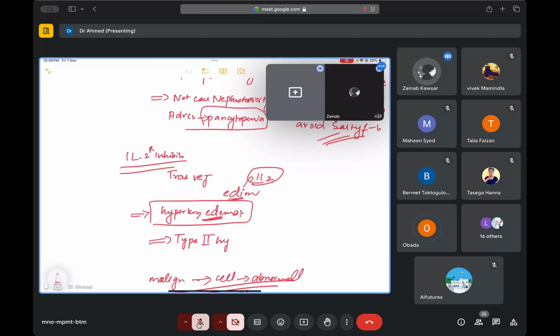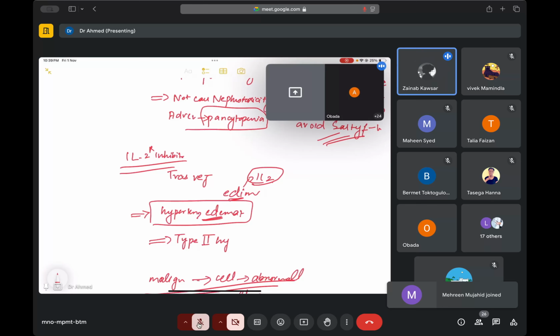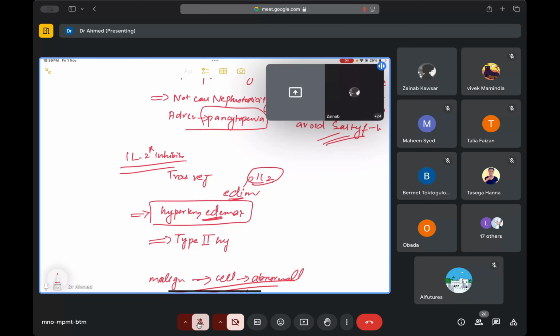And the other drug is an interleukin 2 receptor inhibitor. Let's discuss it via a mnemonic. Okay, just tell it. An interleukin 2 inhibitor.